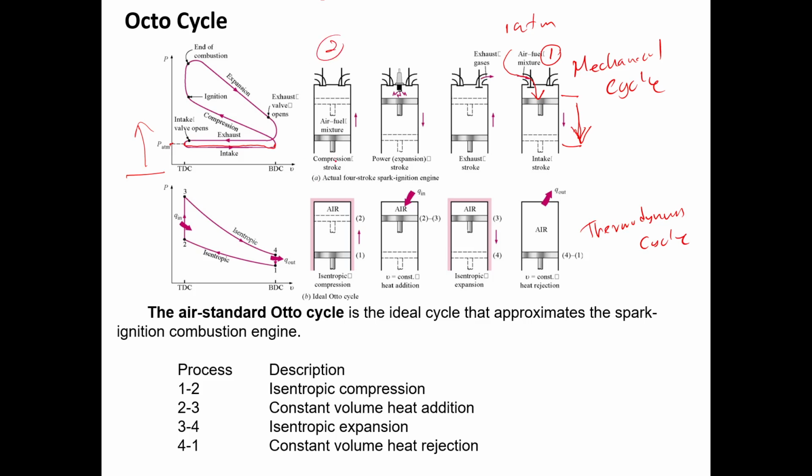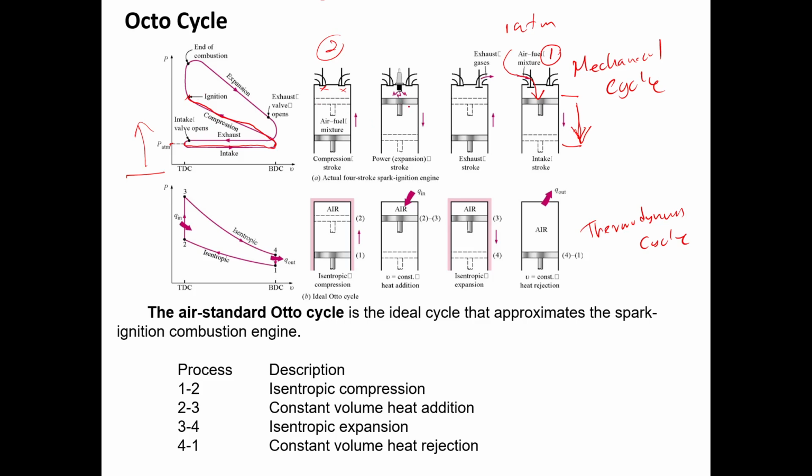Now what happened during the compression? Both valves are closed, this one closed, this one closed, and you are compressing it. Therefore your pressure increases. You start from here, BDC, your pressure increases up to here, when the piston moves from BDC to TDC. That is the compression stroke, right? So you have the intake stroke, then the compression stroke, up to here.